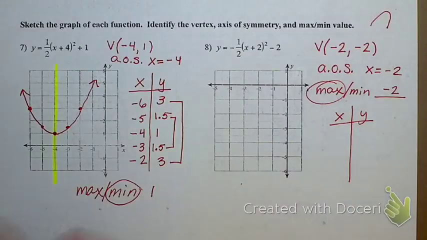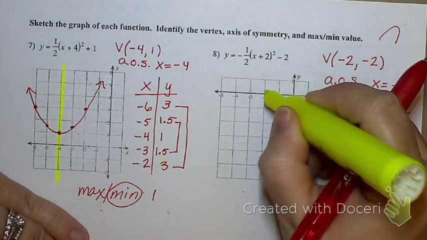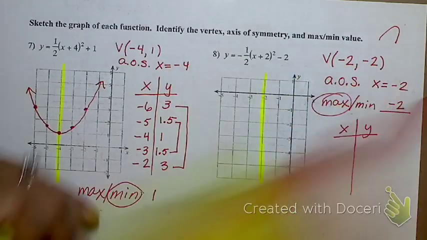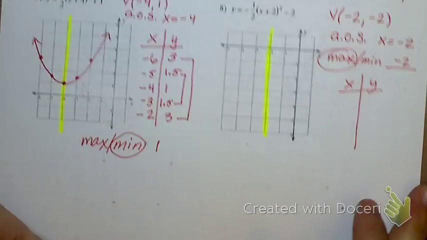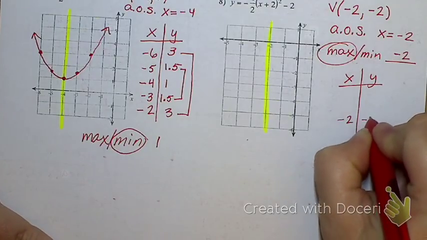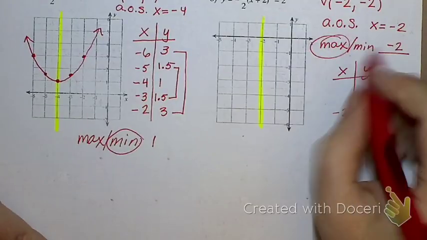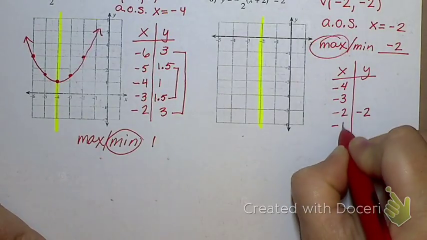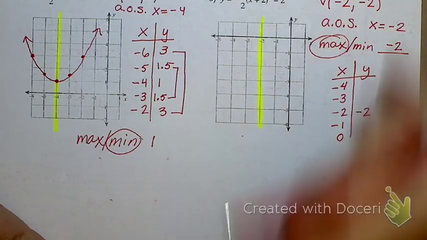Actually, you know what? I'm going to go draw in my axis of symmetry. I find -2 on my x-axis. And here's what I do. I'm going to put my vertex right in the middle here, and then I need numbers around it. So I want -3 and -4, as well as -1 and 0.